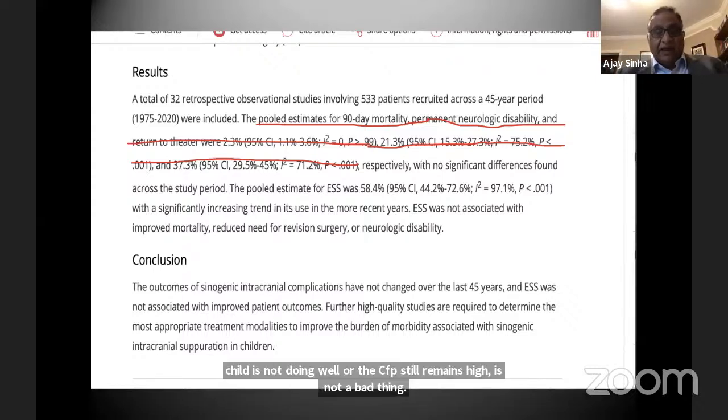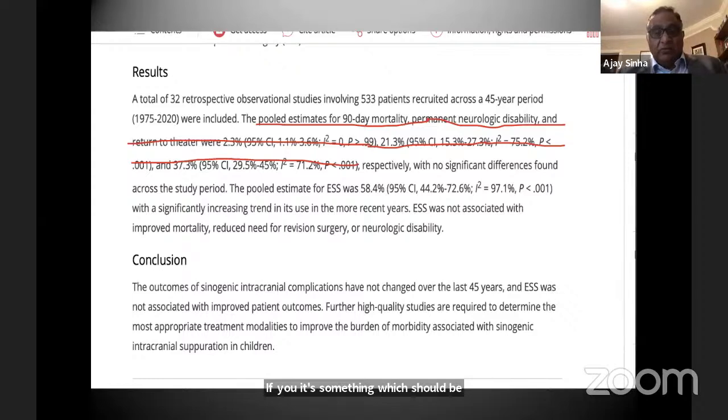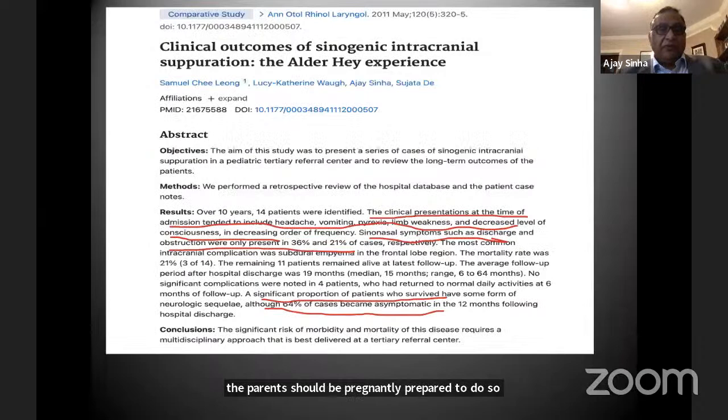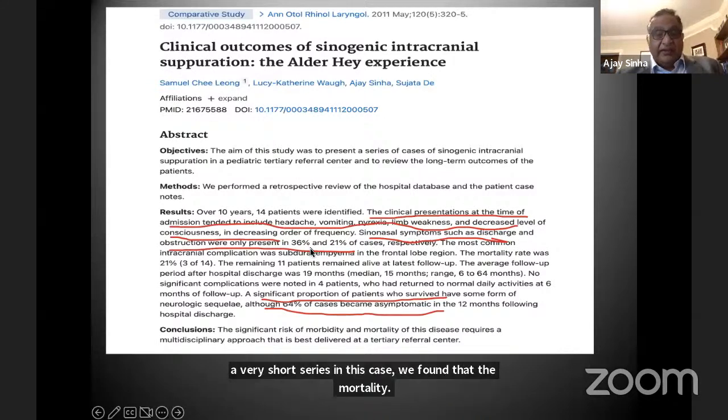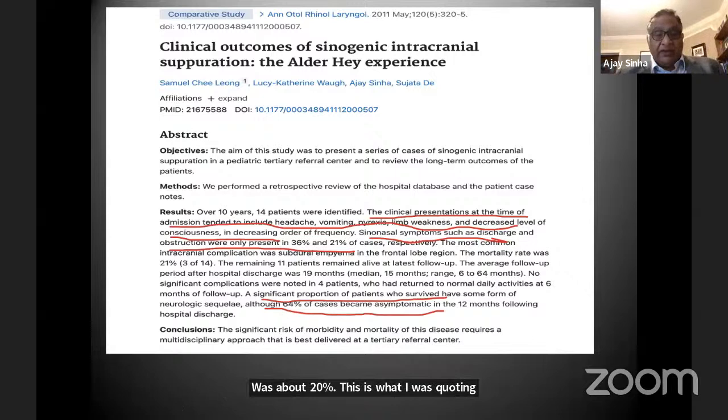It's something which should be anticipated, and the parents should be mentally prepared to do so. This was an older paper, which I was one of the co-authors on, written by one of my ENT fellows and a current colleague of mine, in which this was a very short series. In this case, we found that the mortality was about 20%. This is what I was quoting. So this has definitely come down in due course of time. Current mortality is about 4% in our series.